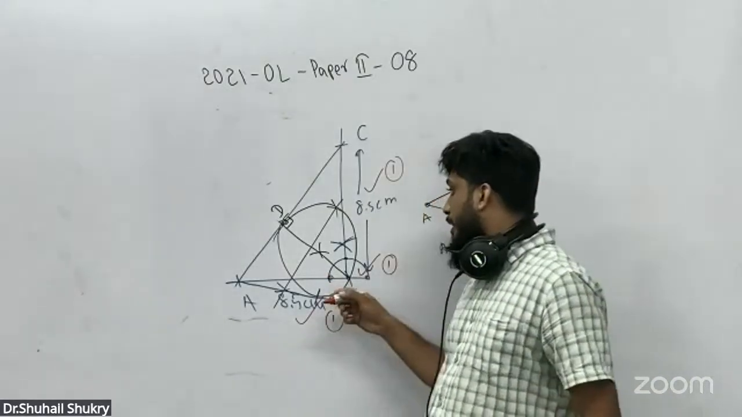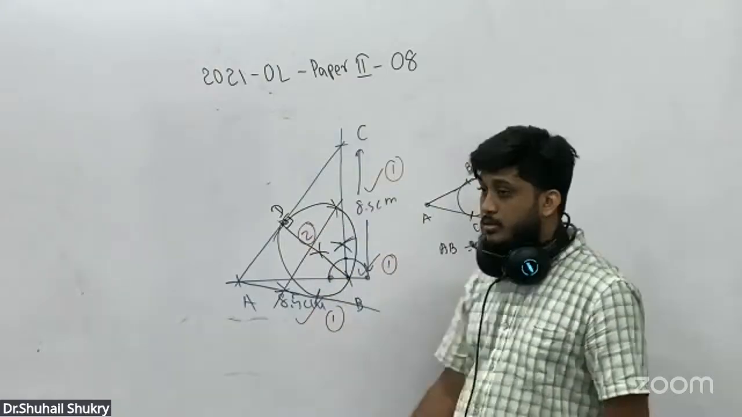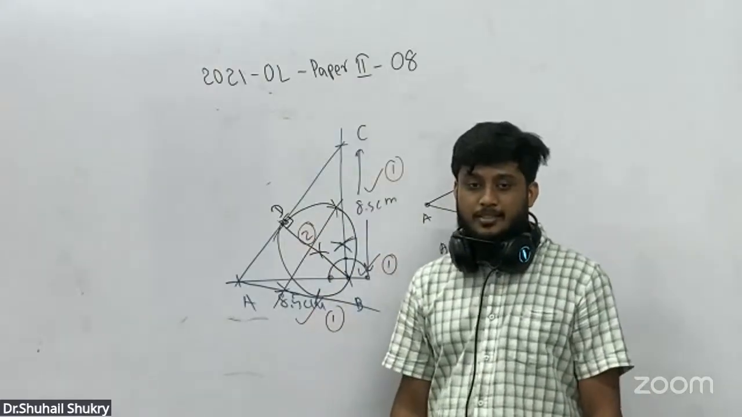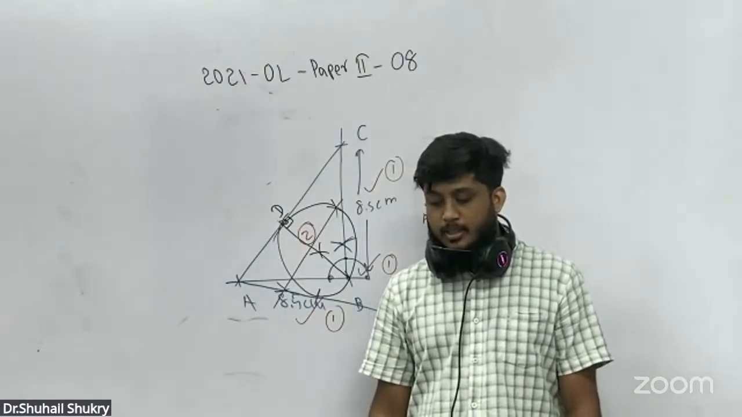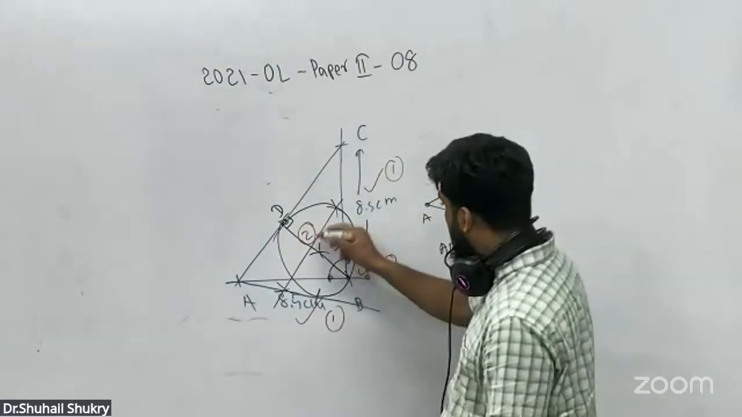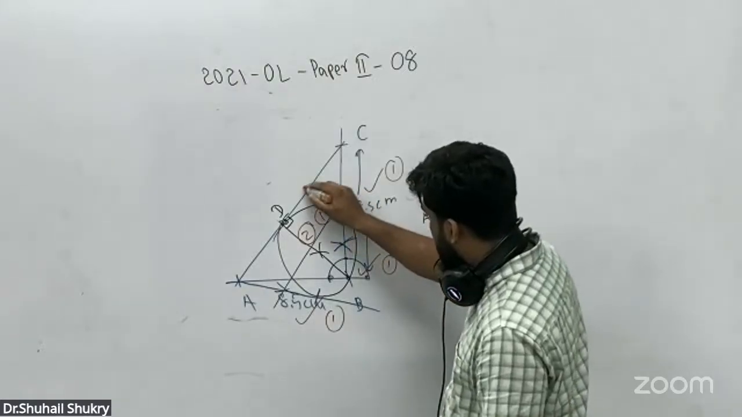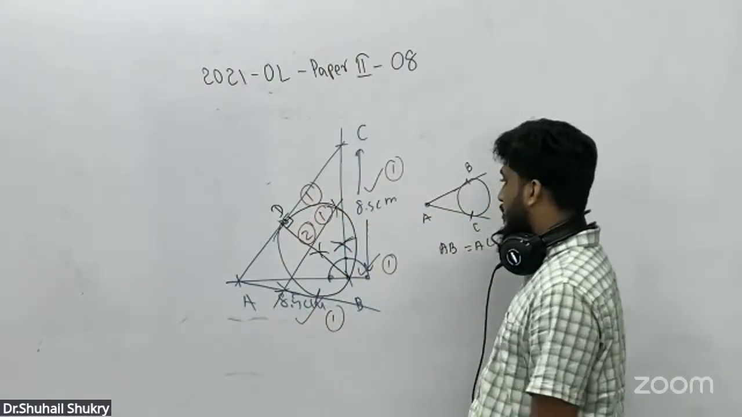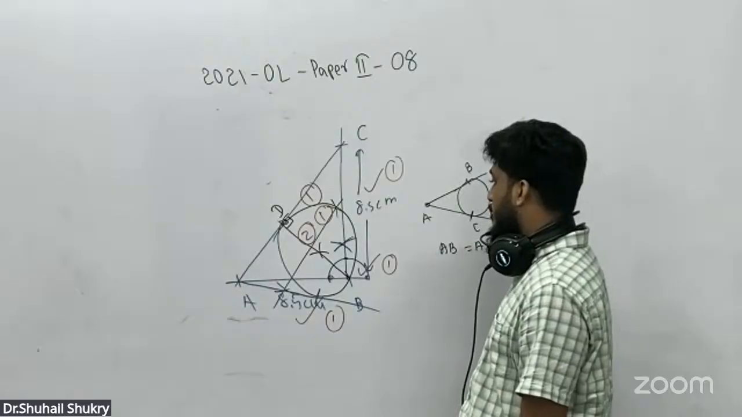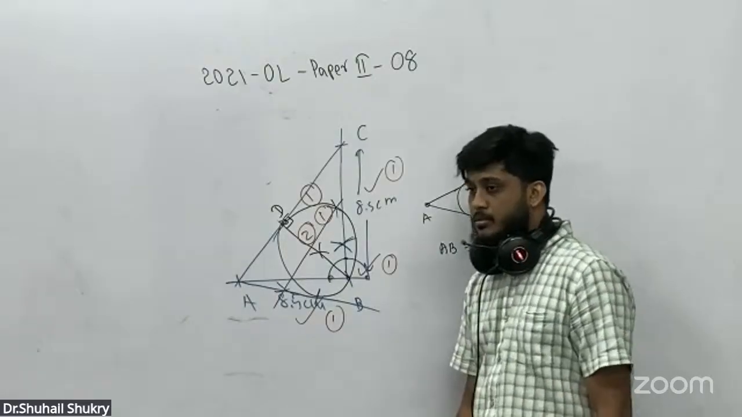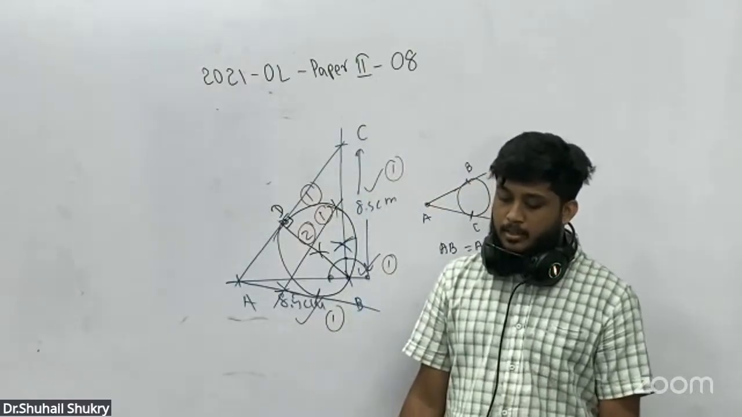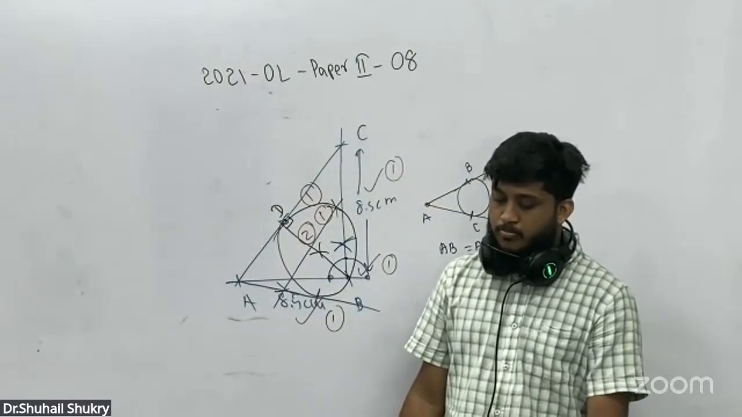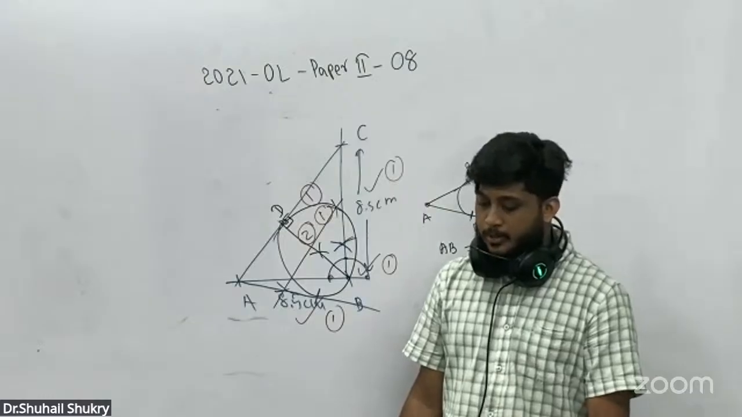Constructing ABC's bisector, 2 marks. 2 marks for creating the bisector. And for creating the perpendicular bisector, 1 mark. Creating the circle, 1 mark. So when you create these things itself, you will get 7 marks. Okay, 7 marks.